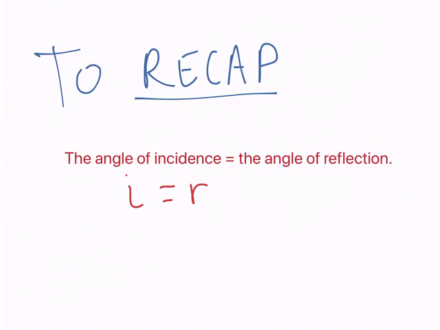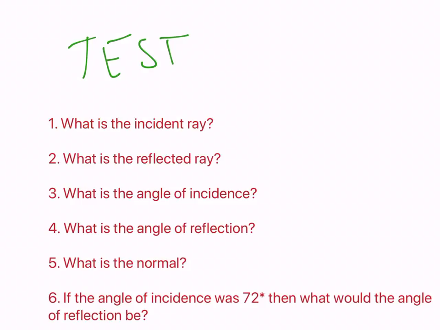To recap, the angle of incidence is equal to the angle of reflection, I equals R. If the angle of incidence was 30 degrees, the angle of reflection would also be 30 degrees. Now we're going to give a quick test. So pause the video now and try and answer the questions.